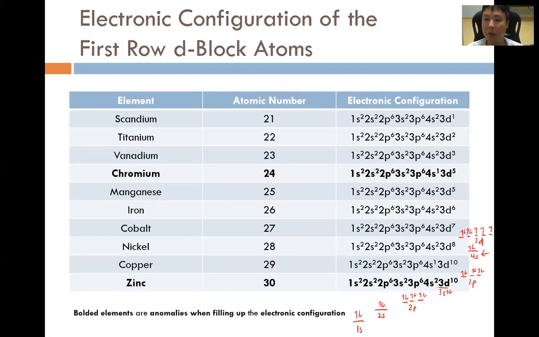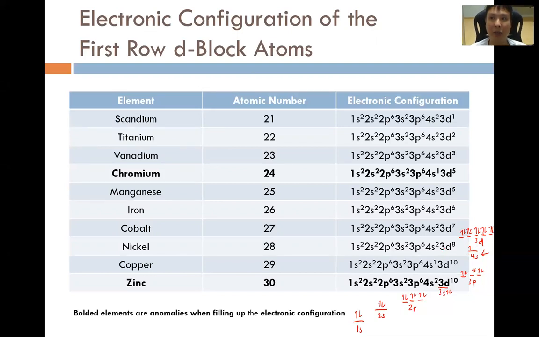4s2, 3d7 for cobalt. 4s2, 3d8 for nickel. And also 4s1, 3d10 for copper. So again, we will expect the electronic configuration for copper to be 4s2, 3d9. However, again, we will promote an electron from the 4s orbital into the 3d orbital, hence giving an electronic configuration of 4s1, 3d10 for the electronic configuration of copper.